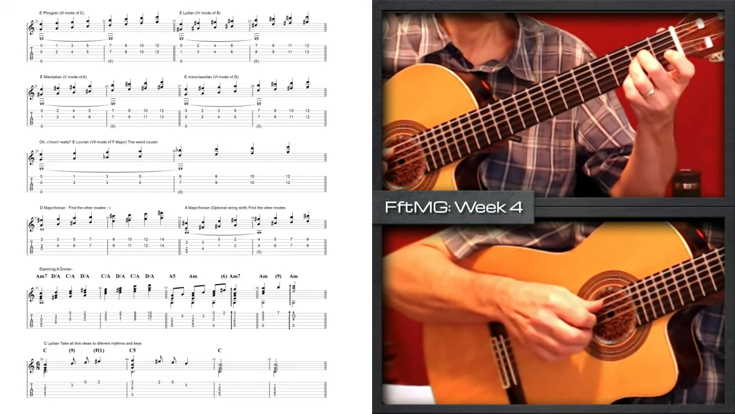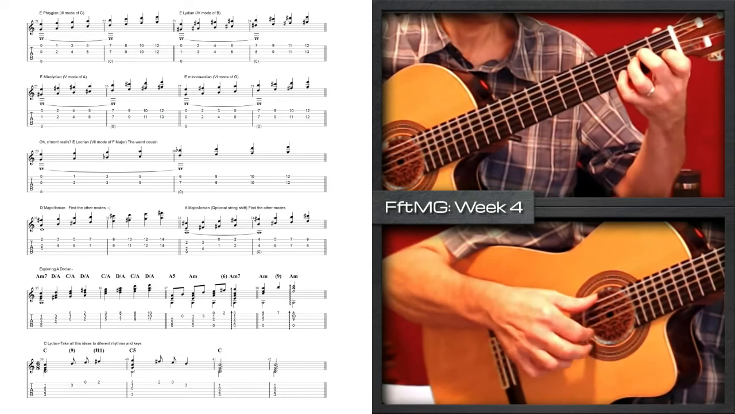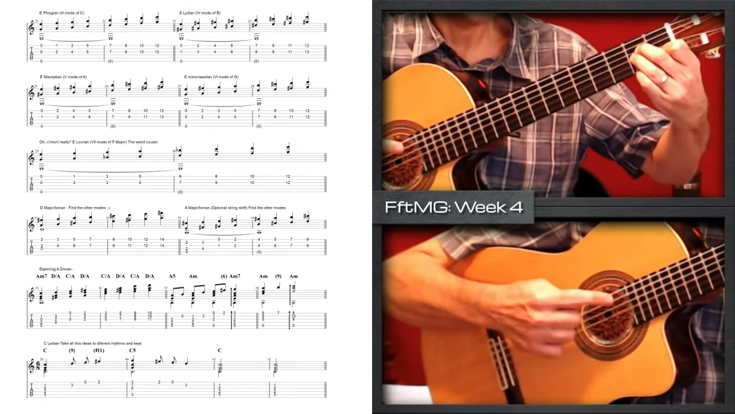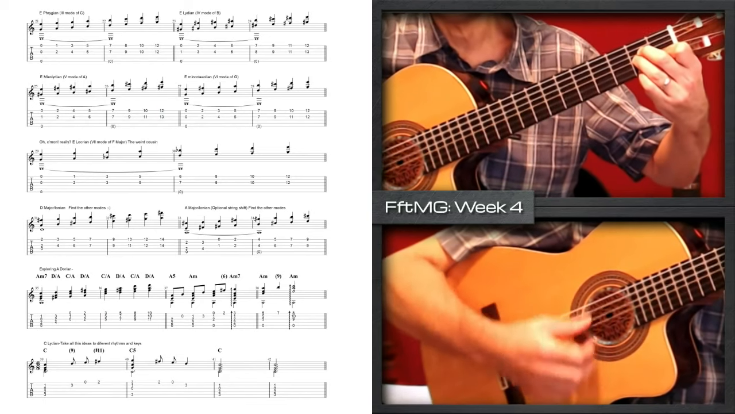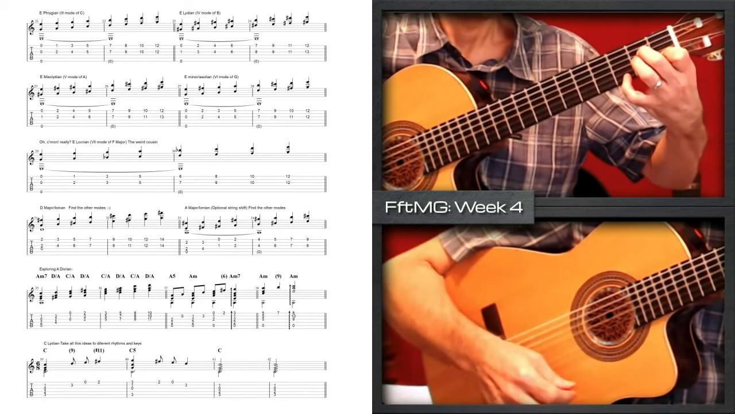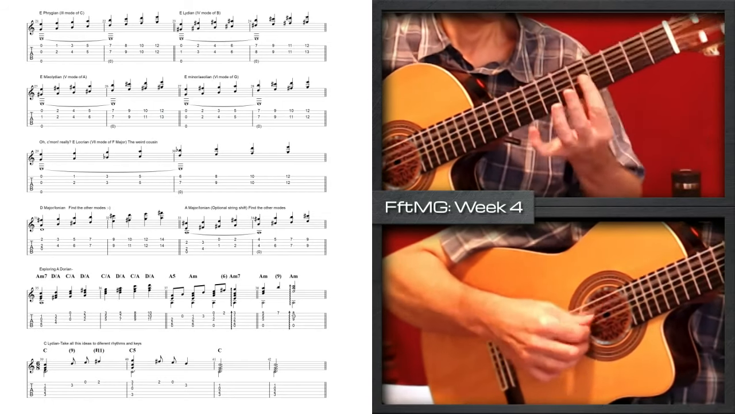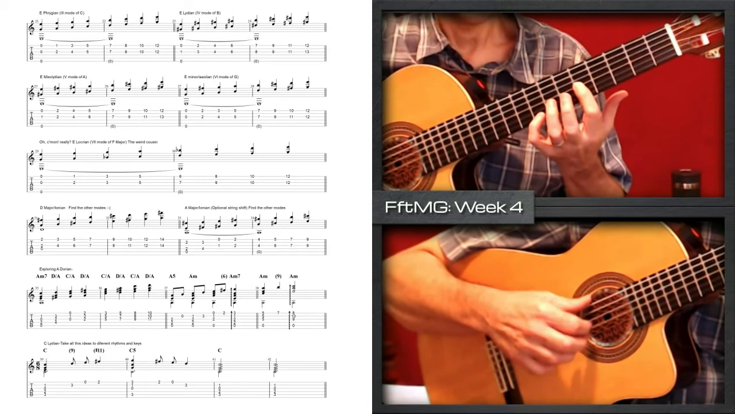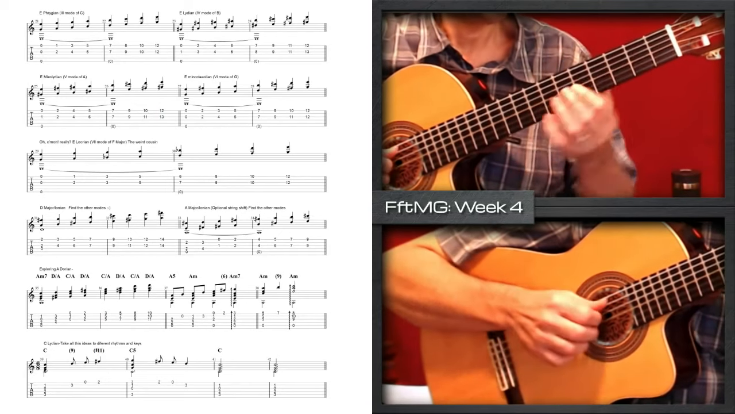A5, A minor, that's the 6th, that's the note that makes it sound Dorian. And then you can play around with this a lot. You can play like this.